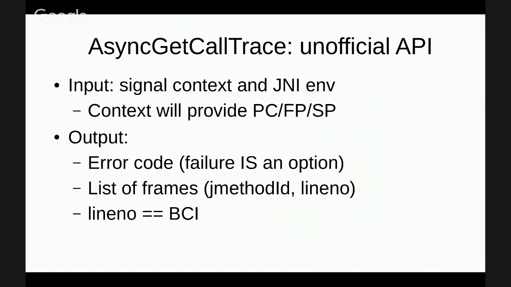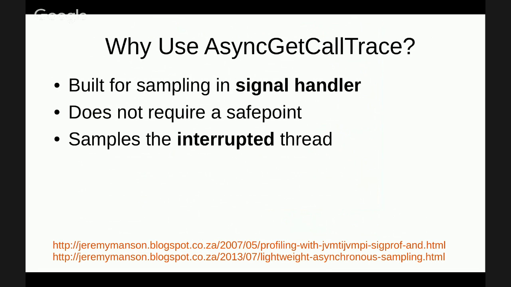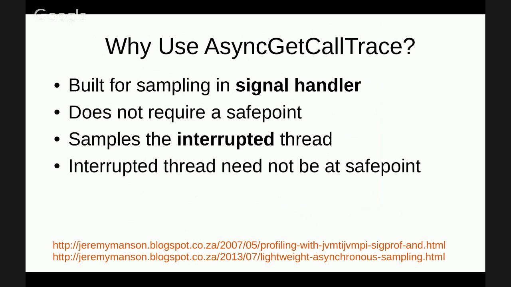How does it work? This is a very different method than GetStackTrace. You give it the signal context, and I'll explain where that comes from in a second. And it gives you back, again, a failure code or a list of frames. Confusingly, the struct says line number, but it's not the line number, it's the bytecode index again. Why should we use AsyncGetCallTrace? It's built for sampling in a signal handler, so we can send the application signals. It doesn't need to be at a safe point because of that. It samples the interrupted thread, so it only samples one thread at a time. And the interrupted thread, again, doesn't need to be at a safe point.